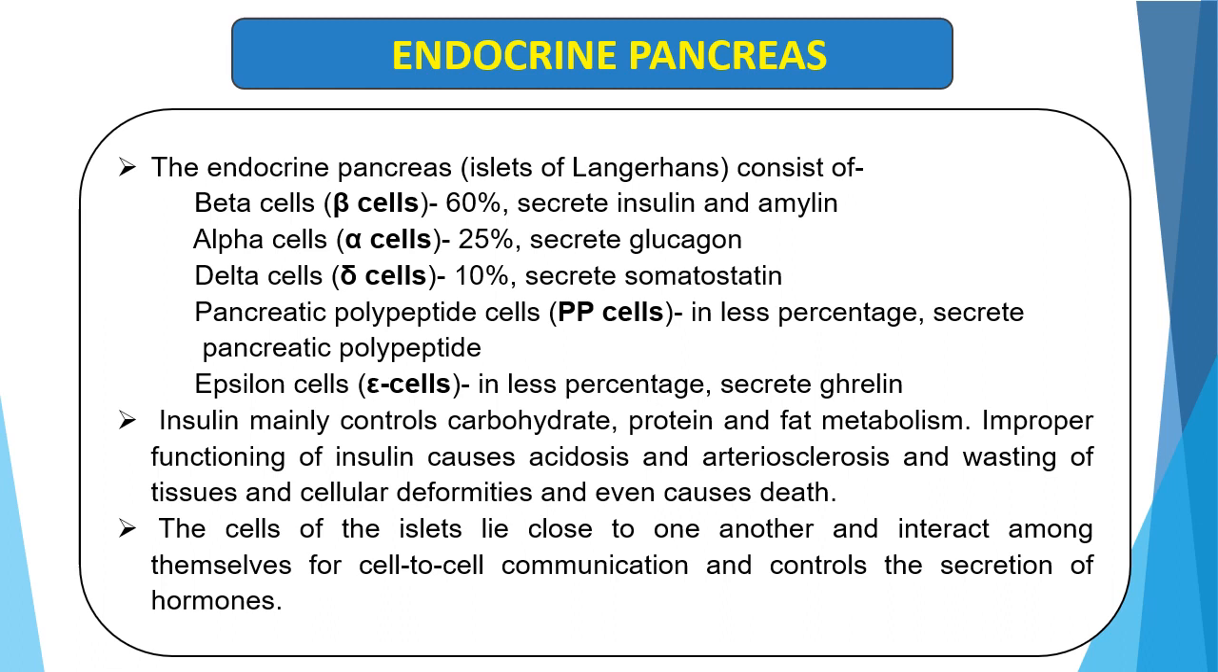Insulin mainly controls carbohydrate, protein, and fat metabolism. Improper functioning of insulin causes acidosis, that is, presence of acid in blood, and arteriosclerosis. In arteriosclerosis, the walls of the arteries become thick and hard. Improper functioning of insulin also causes wasting of tissues, cellular deformities, and even death. The cells of the islets are present close to one another and interact among themselves for cell-to-cell communication and control the secretion of hormones.